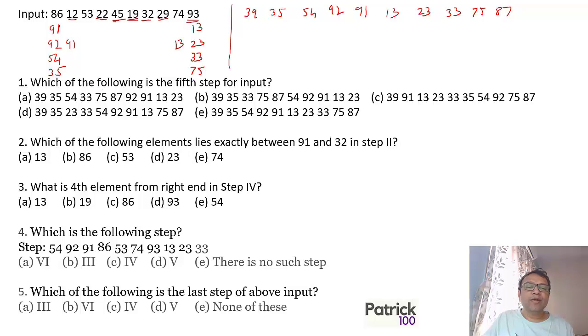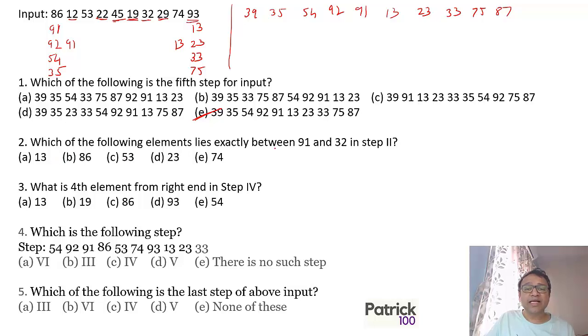Okay, which of the following is the fifth step of the output? So you compare 39, 35, 54, 92, it's there in E option. So E is the answer. So those numbers are arranged in the E option, the way it's arranged in the E option.